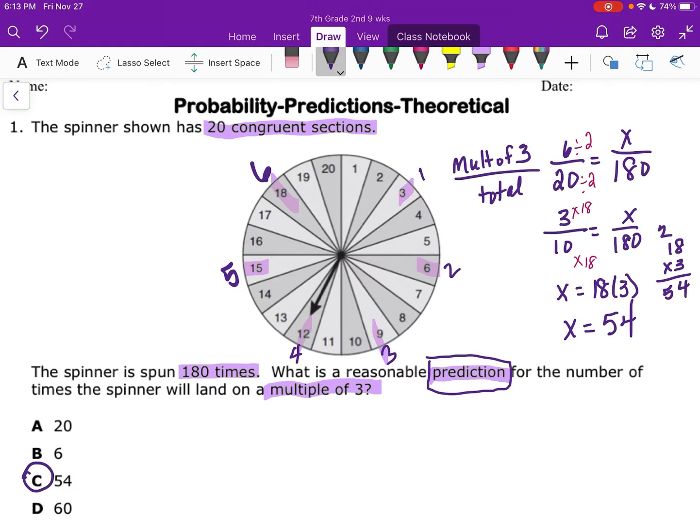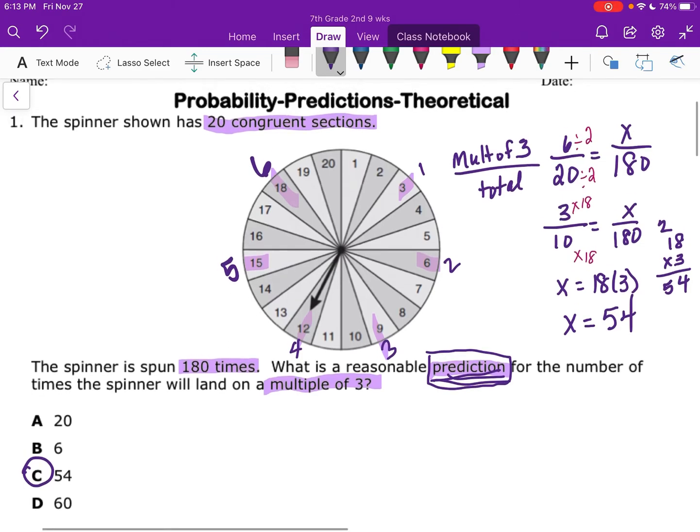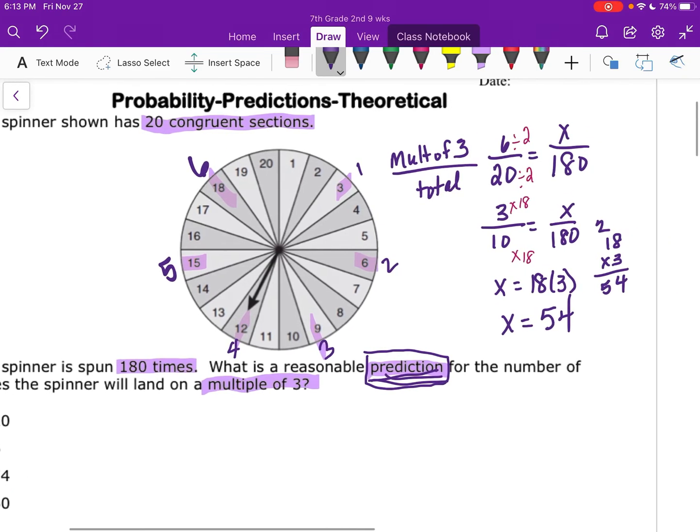Okay, so remember when you see that word prediction, little bells, whistles, and happy shouts should go off in your head and you should say, yay, yay, yay. I can use a proportion to solve that. All right, let's look at another example.